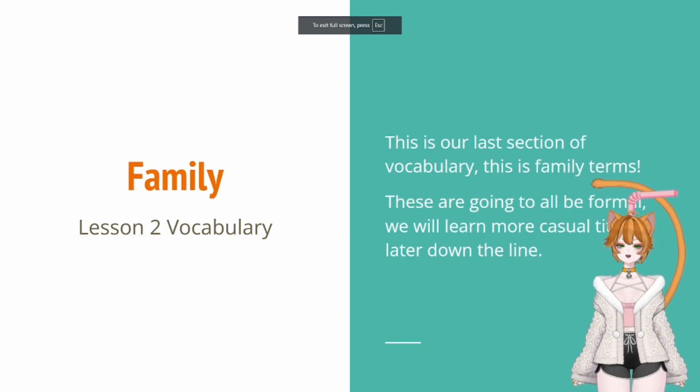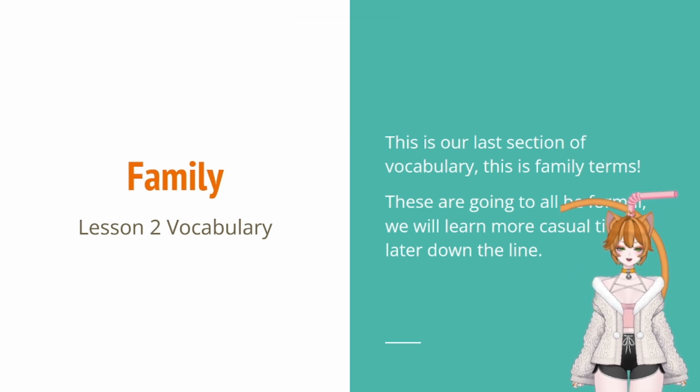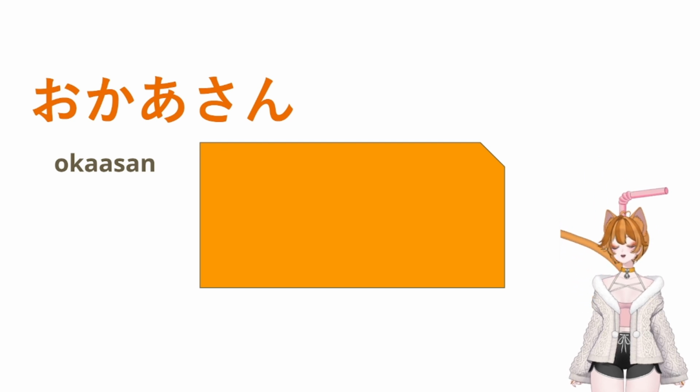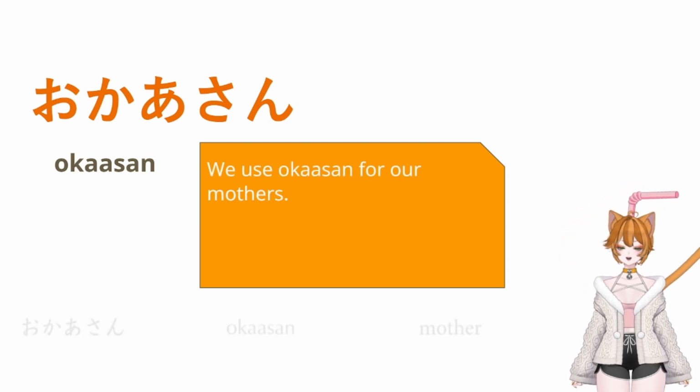Now moving into our final section of vocabulary. This is family terms. Yay! These will be formal titles, and later down the line we will learn more casual titles. So our first one, okasan. Okasan is what we use for our mothers.